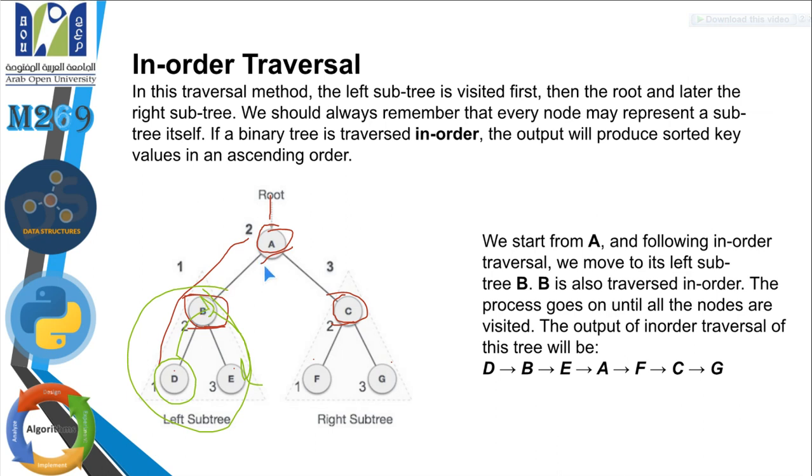Then root, A. Now the A is in the middle. Then right. Now I go to the right of the tree. But from the right of the tree, you have to go to the left, root, right. So left, which is the F, then root, C, then right, G.